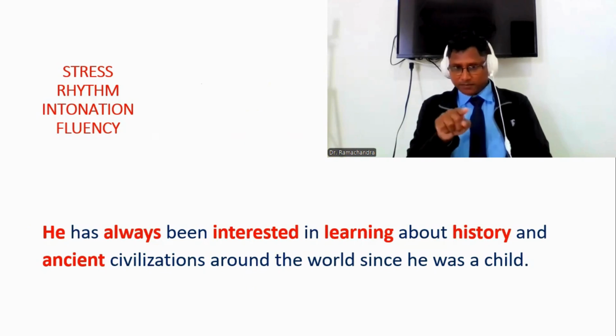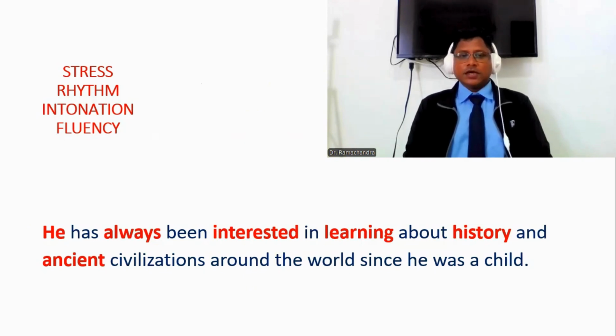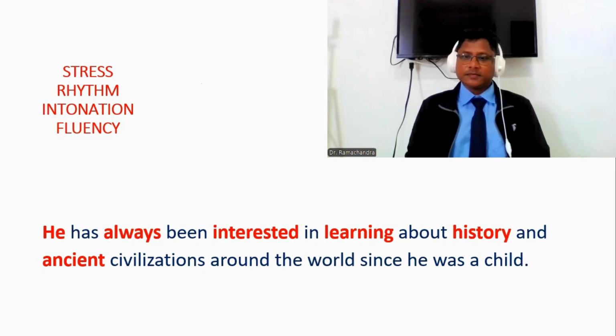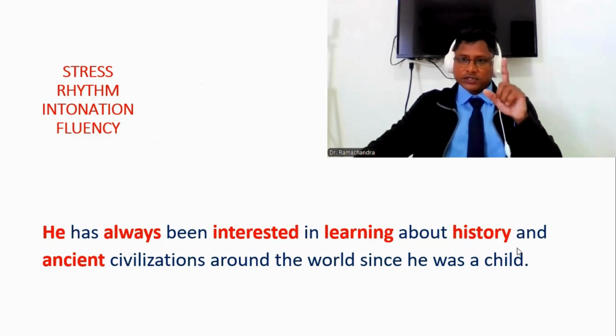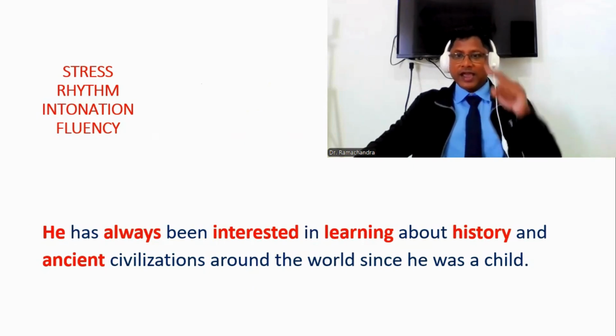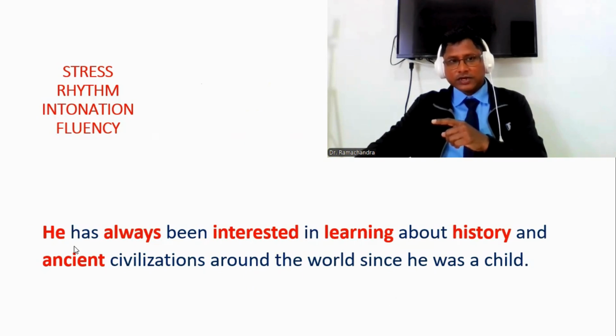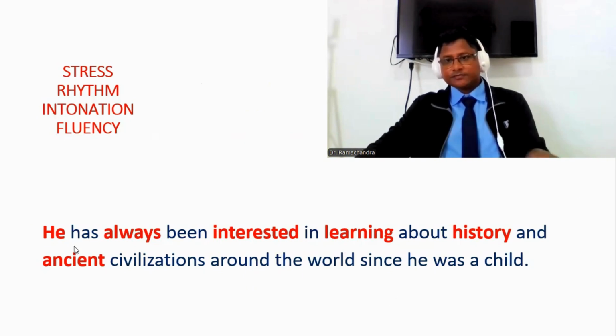Again, I missed that word. He's always been interested in learning about history and ancient civilizations around the world since he was a child. But here, you see that I said history and ancient civilization. Here there's a rising tone, and here a falling tone. That means this sentence followed stress, rhythm, intonation, and fluency.